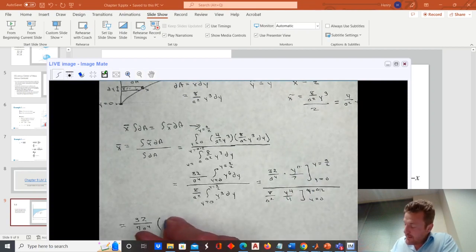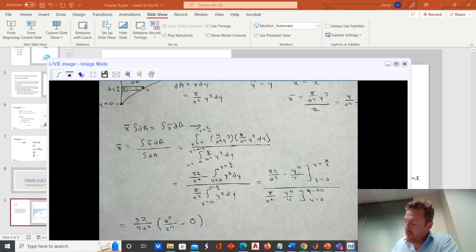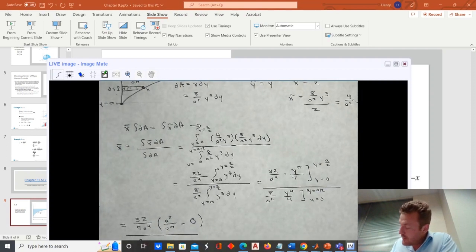So that's just going to be a to the 7th divided by 2 to the 7th minus y to the 7th divided by 7 evaluated at 0. That's just going to be 0. In the denominator, I have 8 over 4a squared. And I should have probably cleaned that up and canceled, but we'll do it a little bit later.